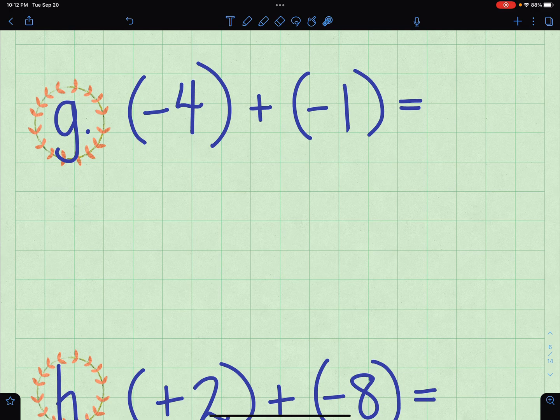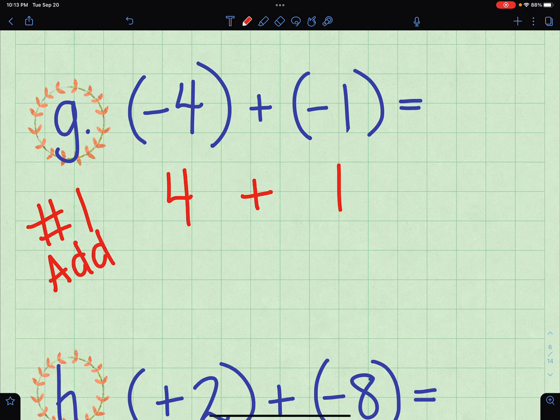All right, let's do this one. Is this going to be rule number 1 or rule number 2? Well, the signs are the same, so we're going to be using rule number 1. Step 1, take the absolute value. That part's the easy part. Now, are we going to add or subtract? Rule number 1 says we're going to add the absolute values. Okay, how am I going to remember that? Rule number 1, we add.